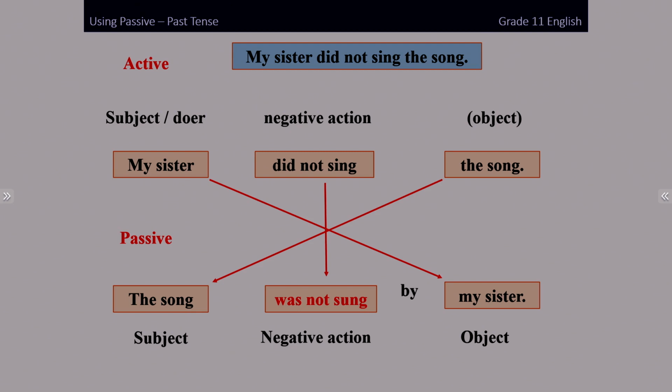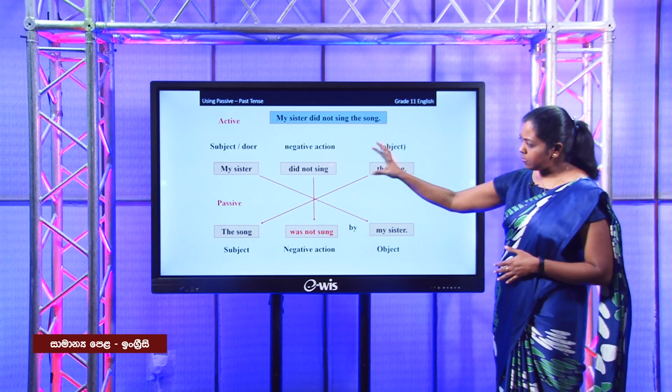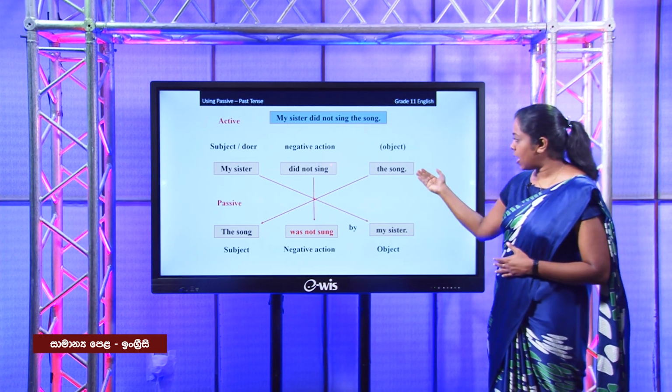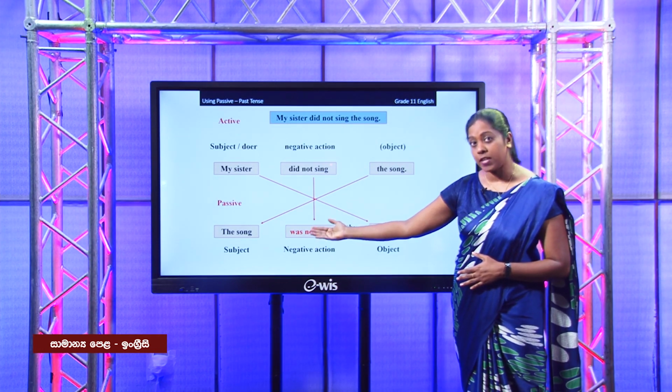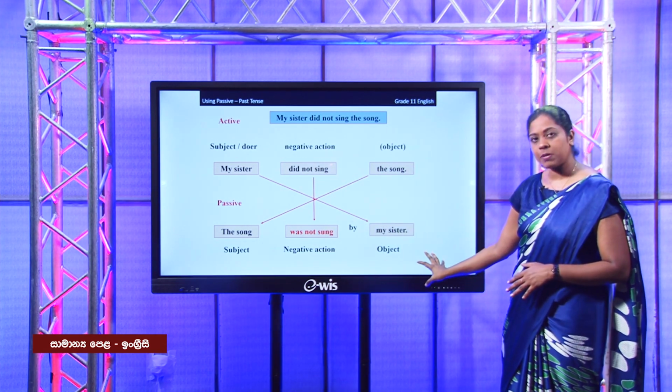So, what is the positive form of it? My sister sang the song. That is past. So, the negative form of it is my sister did not sing the song. Right, let's use the same method now. What are we going to do first? You are correct, we are going to change the subject and object position. My sister is the subject, the song is the object. So, I am bringing the song in front and making it the new subject, and I am bringing the subject, my sister, to the object position.